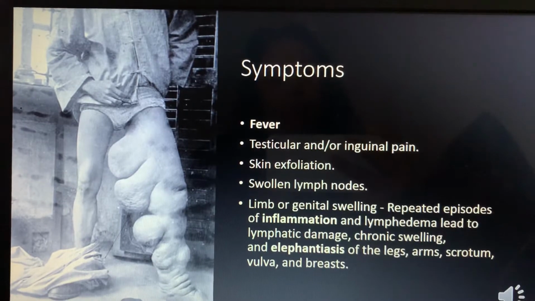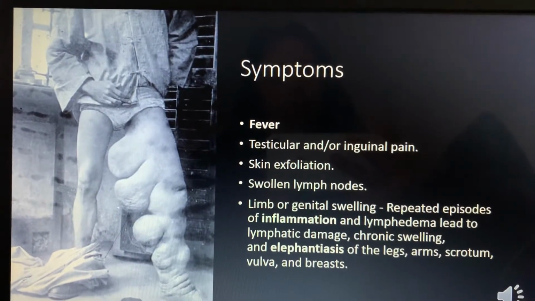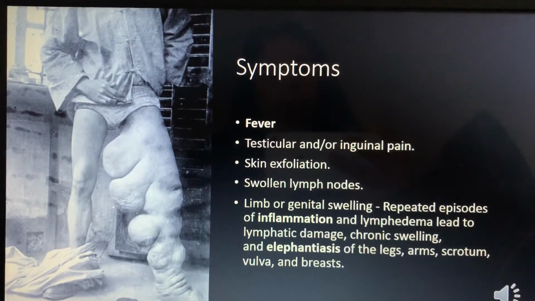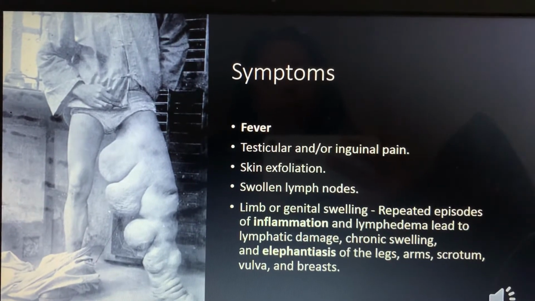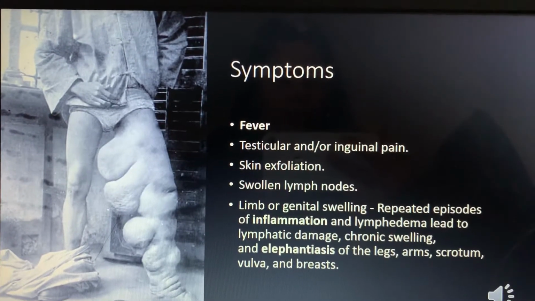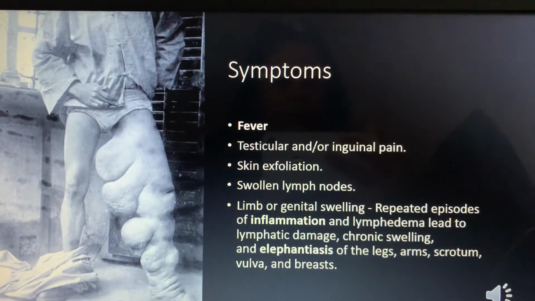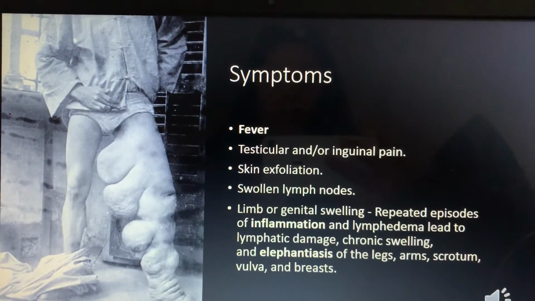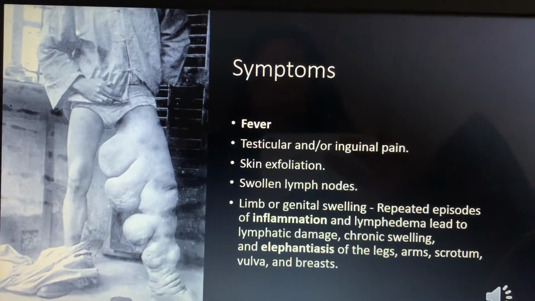Along with the swelling, there are some other symptoms that can occur when infected. You'll notice you have a fever, you'll have testicular or inguinal pain, skin exfoliation, so you'll be basically shedding, and you'll have swollen lymph nodes. And like I said earlier, some of these symptoms will happen right away, or some of them, like the swelling, won't happen for years after you were bit by the mosquito.